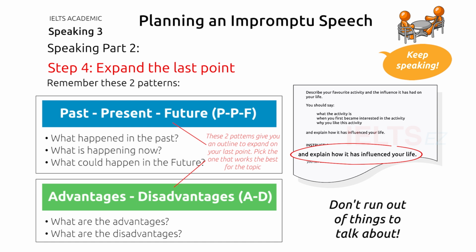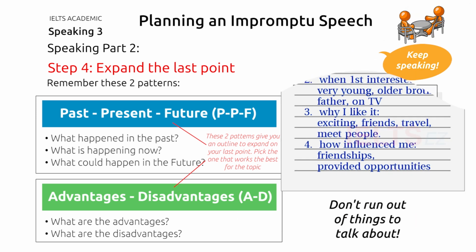Here's what you do. At the end of your preparation time, you should make a choice as to which of the two techniques work best for the topic. Then write either past, present, future, or advantages, disadvantages under the last point on your notes. If you don't have time to write out the words, then just write PPF or AD as a reminder. In my experience, one of these two techniques will work for any topic, so you can clearly understand how to use these techniques in the test.